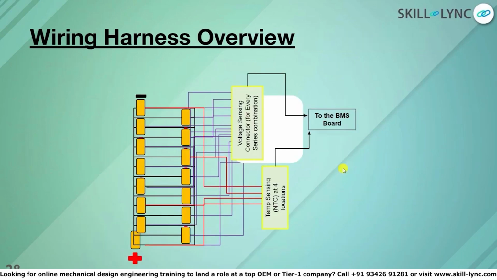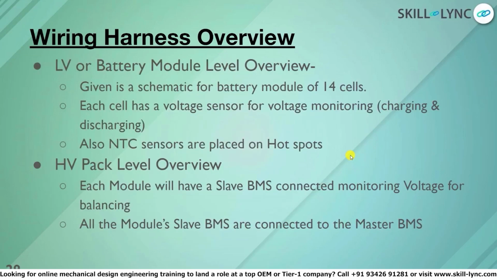So here is a sample wiring harness overview. We have a module with 14 cells connected with bus bars, and we can see we have voltage sensors at every bus bar location. We also have temperature sensors wherever we have hotspots, and all of these go to the BMS. Either it can go to the BMU or it can go to the BMS board. So now we'll understand what the wiring harness is.